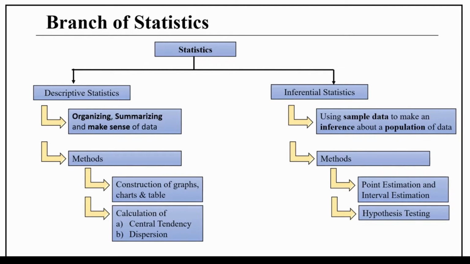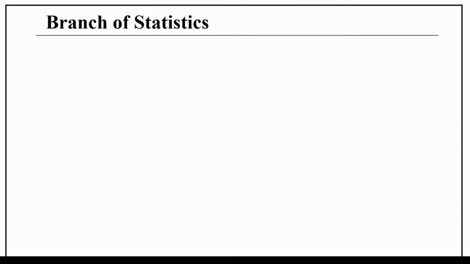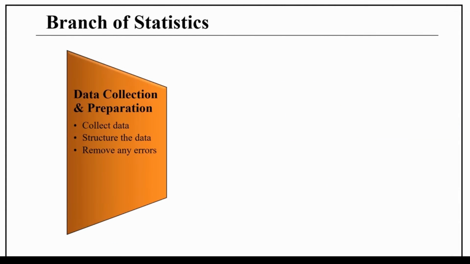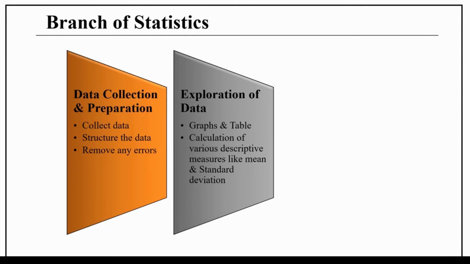Now we will understand the process of doing data analysis. First, we will collect the data and prepare it by structuring and removing any errors. Then we will summarize the data using graphs and tables, and calculate the descriptive measures like mean, median, standard deviation, range. These two steps, when combined, are called descriptive statistics.